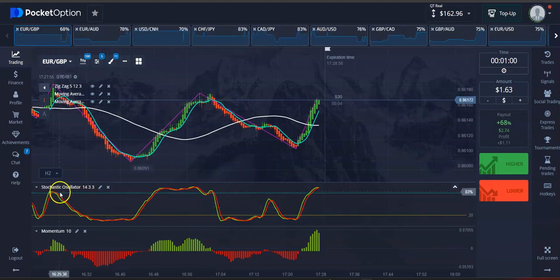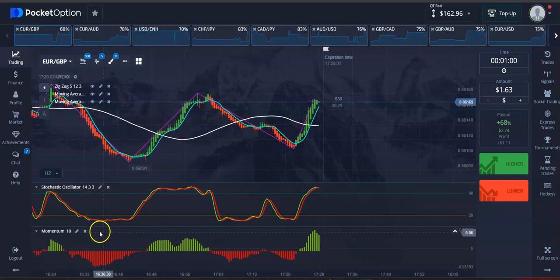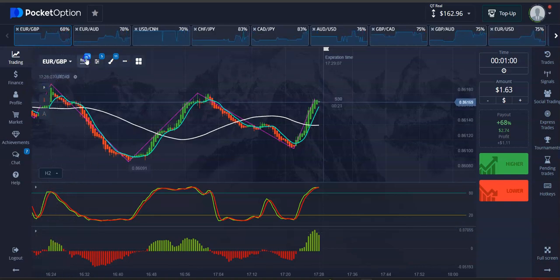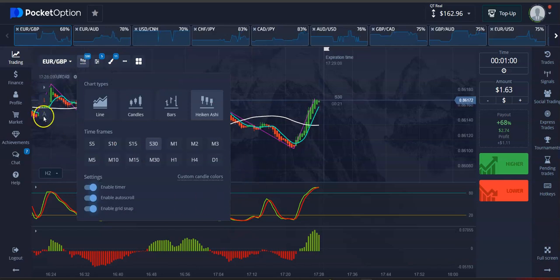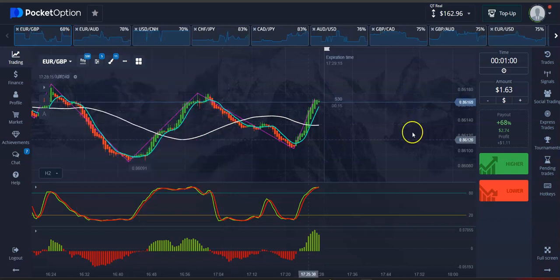And then down here we've got the stochastic oscillator. As you can see, the configuration there is standard, and we have the momentum. Those are the indicators that I am using. In terms of timer, we're using 30 seconds candles on Akanashi, and 30 seconds candles, but we are placing a 1 minute trade.